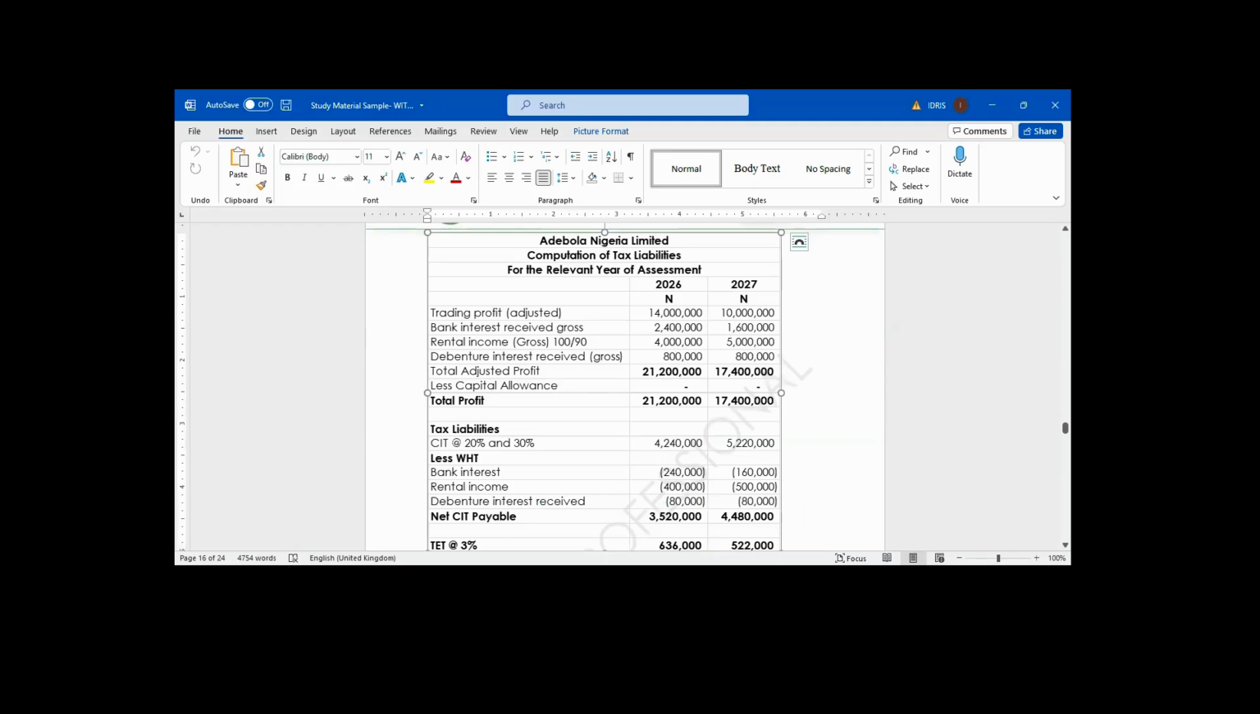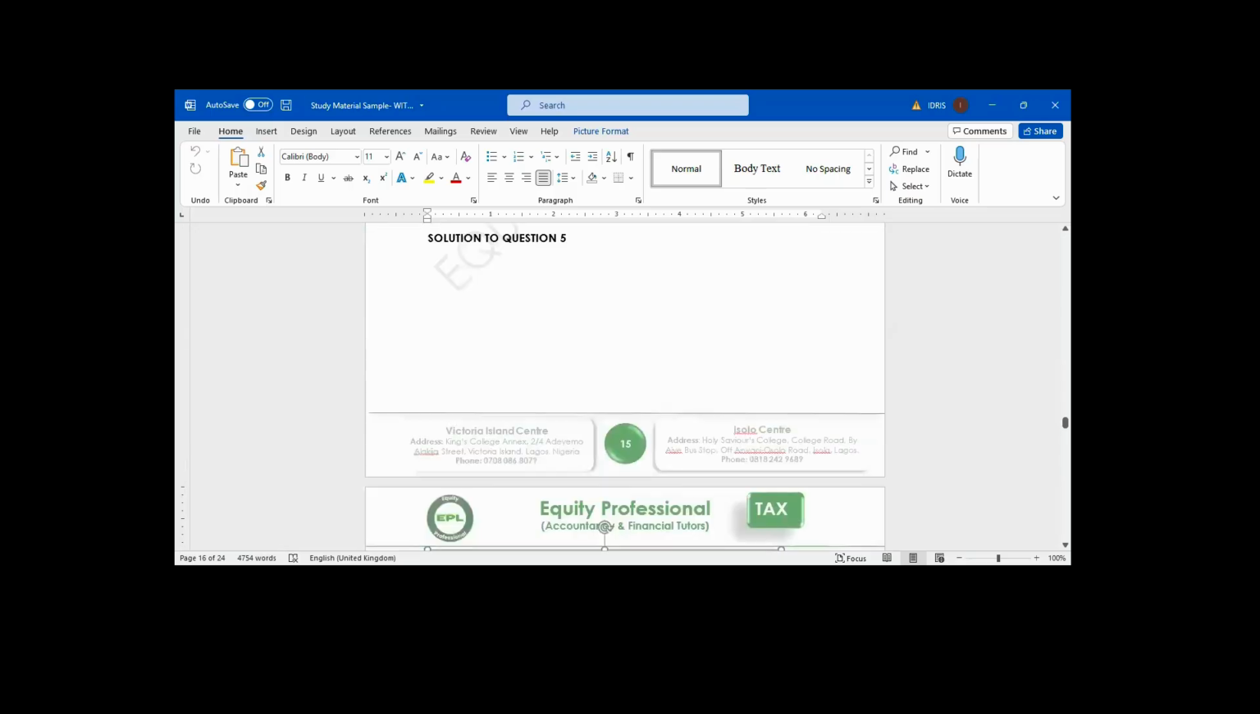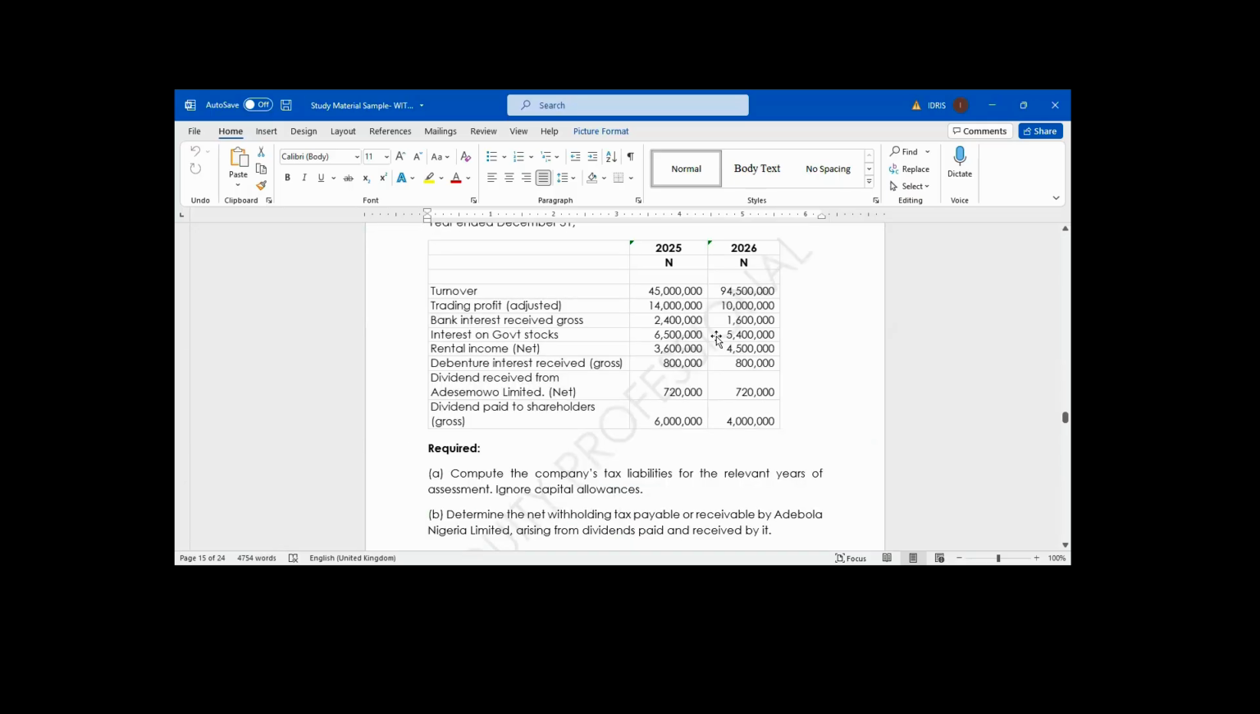Another one in the question is interest on government stock. This interest on government stock, is it taxable or non-taxable income? It's not taxable. Anything government stock, treasury bill, development stock, treasury certificate, bond is not taxable. We will not put it.